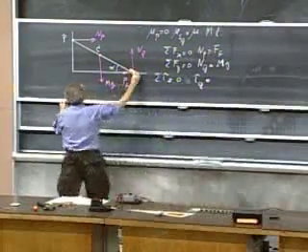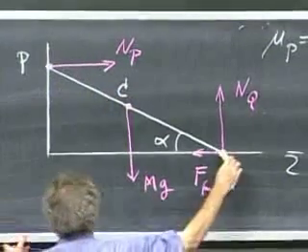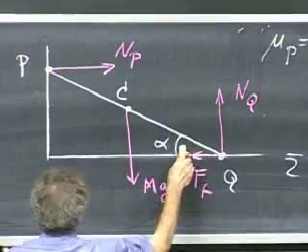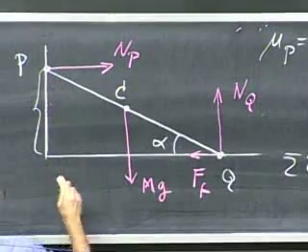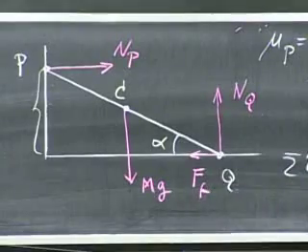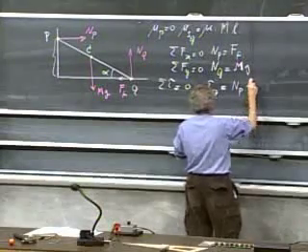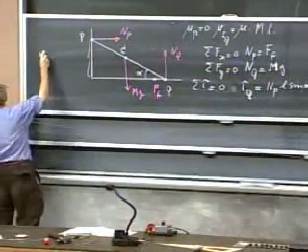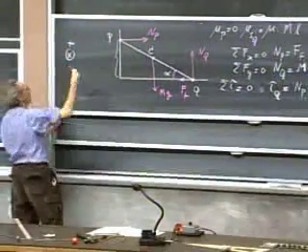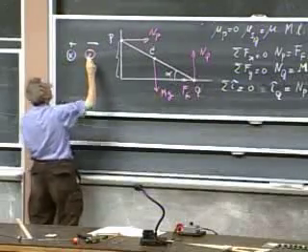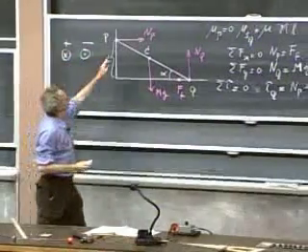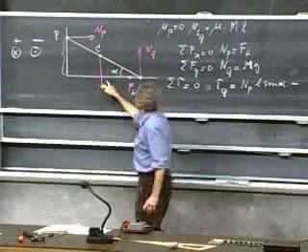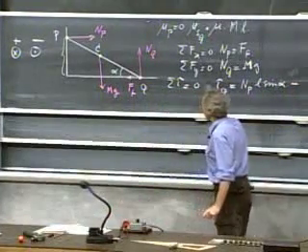So we have N_P, the cross product of the position vector to this point times the force. Since the length is L and the angle is alpha, this is L sine alpha, so I'm going to get N_P times L sine alpha. A torque that is into the blackboard I call my positive direction, and a torque that is out of the blackboard I give a negative direction. So this one is into the blackboard, so I call that positive. The next one, mg, is going to be a negative torque.